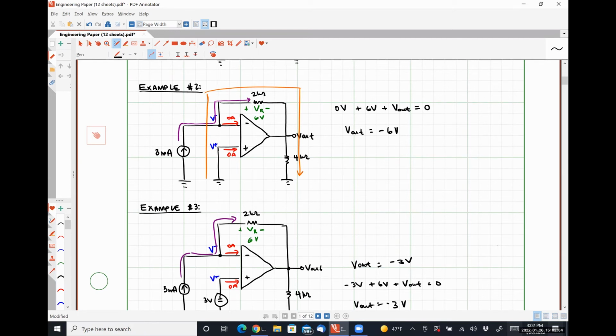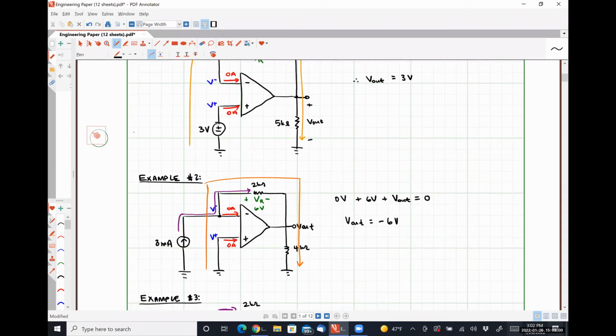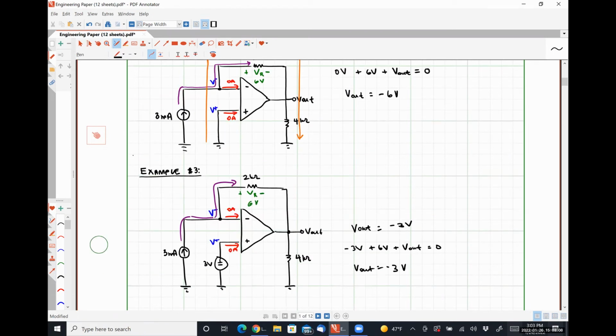With the voltage source on and the current source off, it's example 1. With the current source on and the voltage source off, it's example 2. Add those results together. Things like superposition absolutely still work.